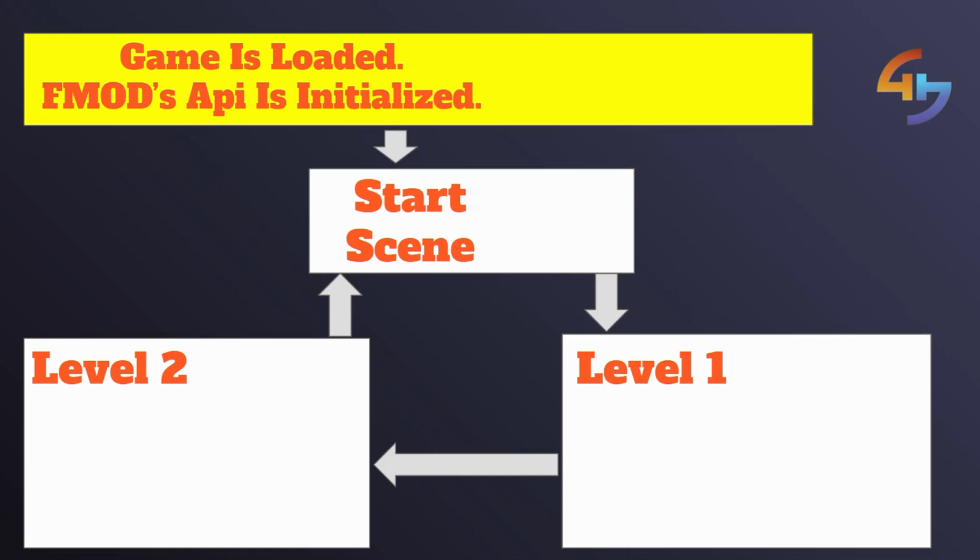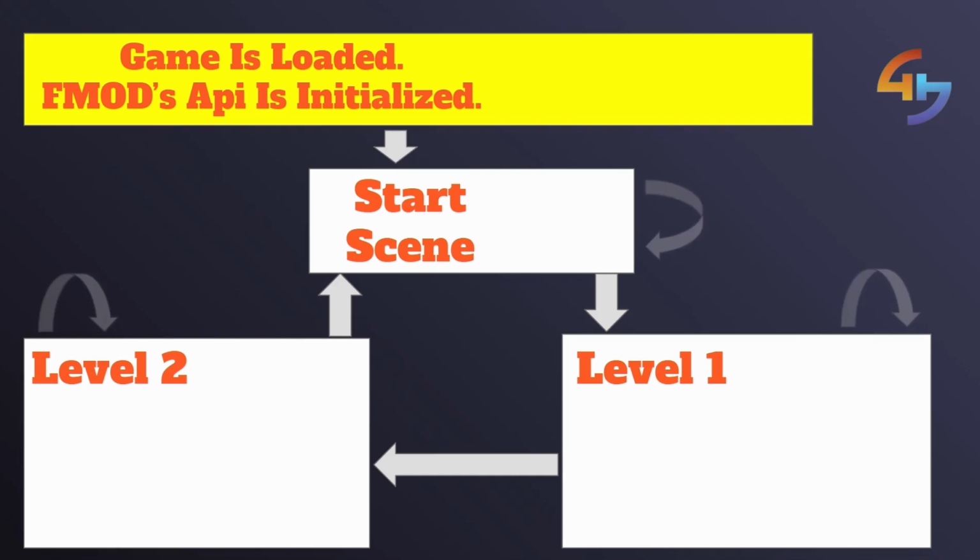So before we start loading in our banks, let's talk a little bit about how the 3D Game Kit has structured its levels, as this will help us understand when it's best to load in the banks. After we've launched the game and FMOD's API has been initialized, the player begins in the start scene or level. From there, they go to the first level and then the second, and then once they finish the second, they'll end up back at the start.